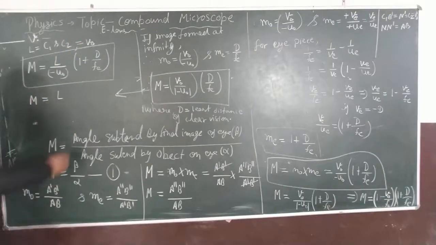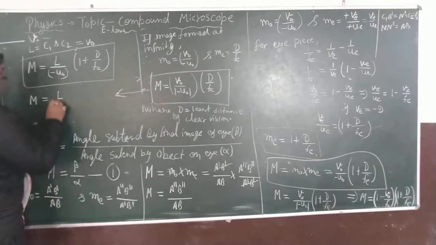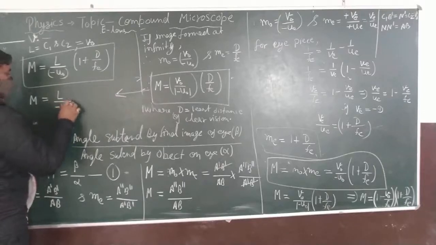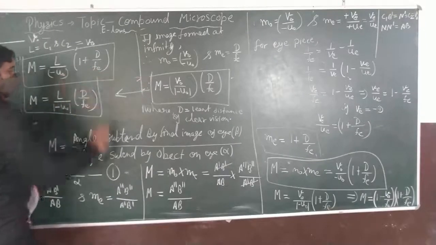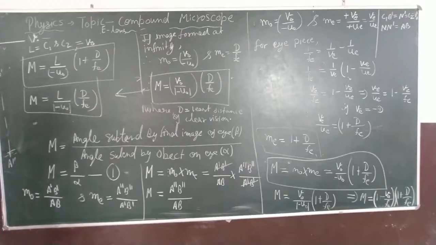Okay, so we can also use L upon mod of minus U naught, times D upon Fe. This is the final formula for the compound microscope, and it is most important.